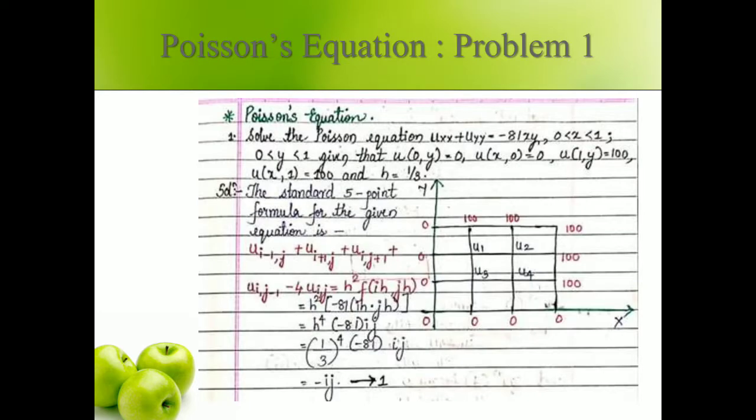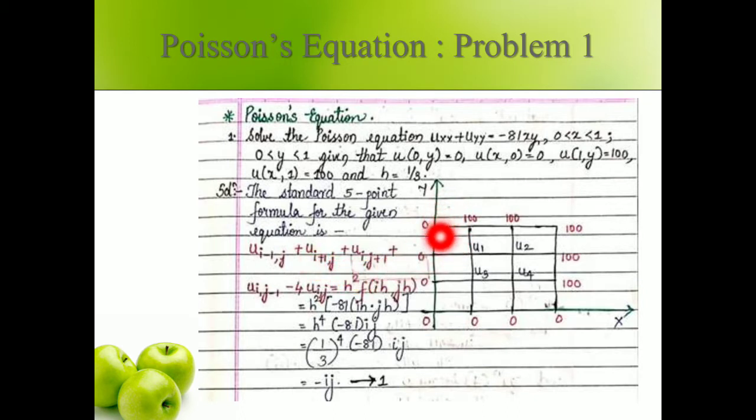So Poisson's equation problem 1 goes like this: solve the Poisson's equation uxx plus uyy equal to minus 81 xy, where 0 < x < 1, 0 < y < 1. Given that u(0,y) equals 0, u(x,0) equals 0, u(1,y) equals 100, u(x,1) equals 100, and h equals 1 by 3. Then we have already seen the standard 5-point formula for the given equations.